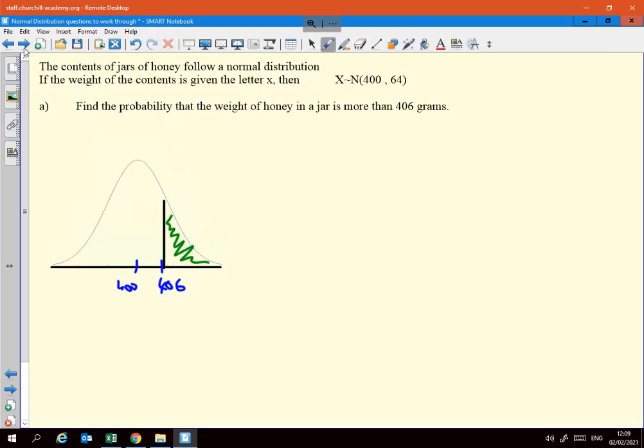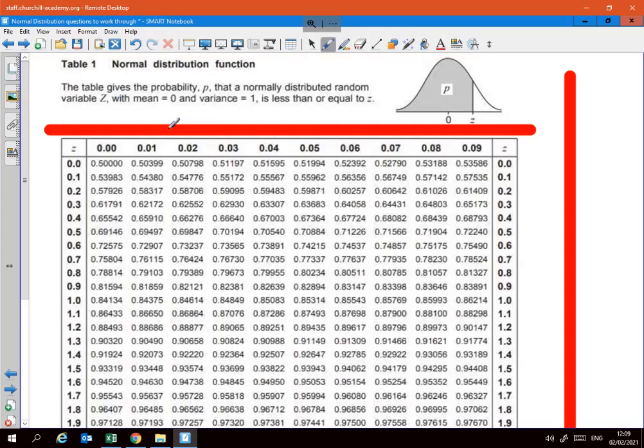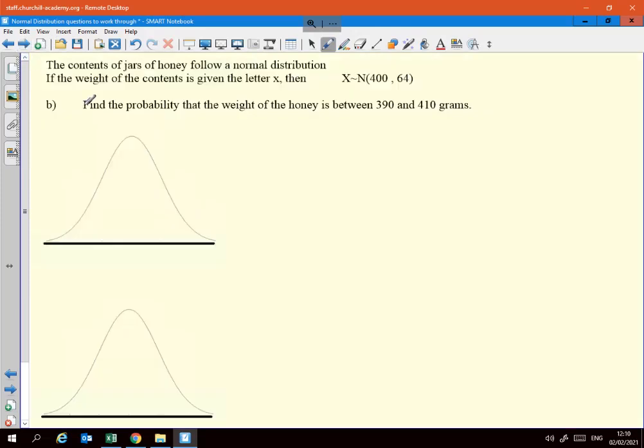There are tables to help with this. This is an example of the table. It's given to you in the exam. You obviously don't have to memorize this. And look how this diagram is set up. The shaded part is to the left of the line, and it's talking about a Z here. So I need to do that first. I need to find out what my Z score is.